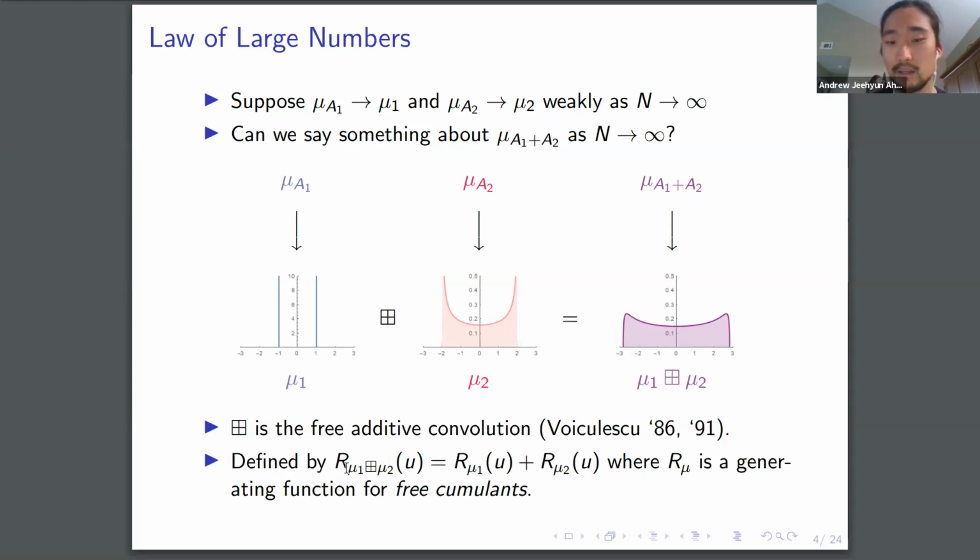This is analogous to the fact that the log characteristic functions for the sum of two independent random variables will just split into the sum of the logs of each of the summands. Okay, so any questions about this?